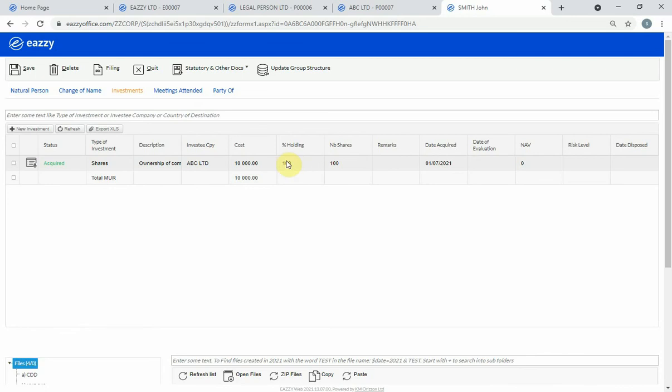And this is how you have built the UBO structure using both the share transactions and investments functions in the system.